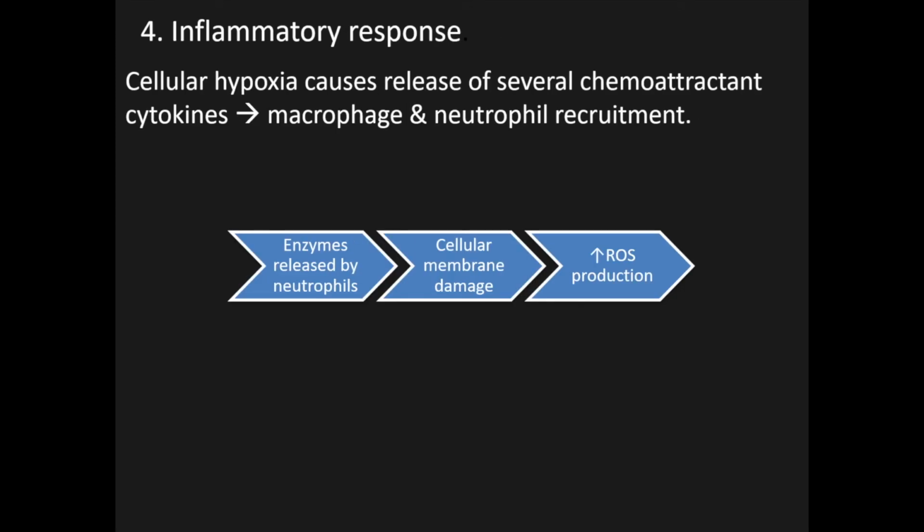The inflammatory response starts from cellular hypoxia, which causes release of several chemoattractant cytokines, which leads to recruitment of macrophages and neutrophils. The enzymes released by neutrophils after recruitment lead to cellular membrane damage, and whenever there is increased cellular membrane damage, there will be increased reactive oxygen species production.